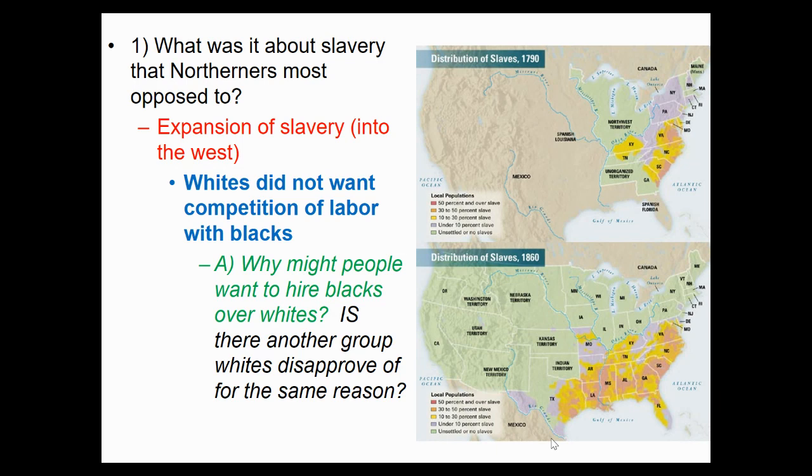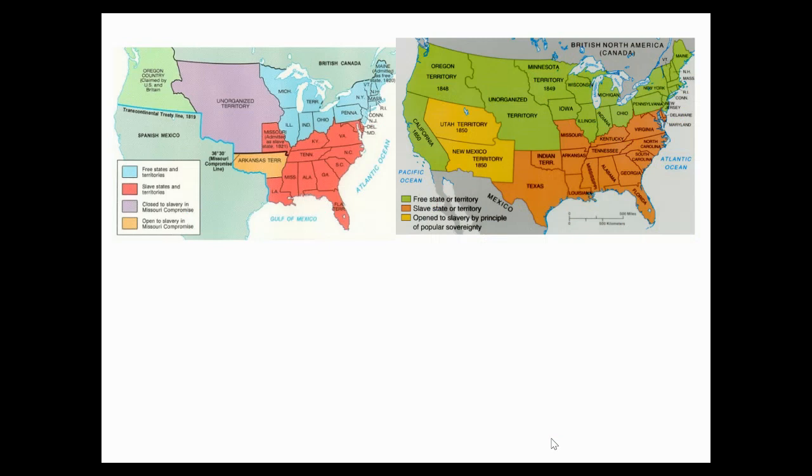And the answer is, just as there is another group whites disapprove of for the same reason, it's the fear that blacks would work for less money, especially if they're slaves. They could be hired out by a slave owner for less money than a white working gang because you don't have to pay slaves anything. This was the same thing with the Irish, that Americans were angry at the Irish because they came to America and they were willing to work for less money.